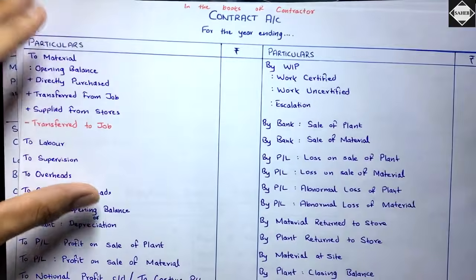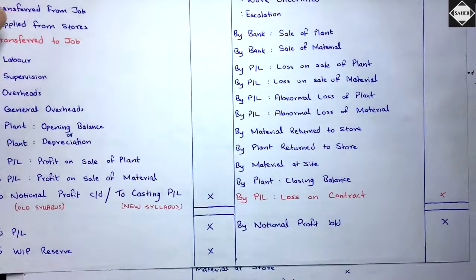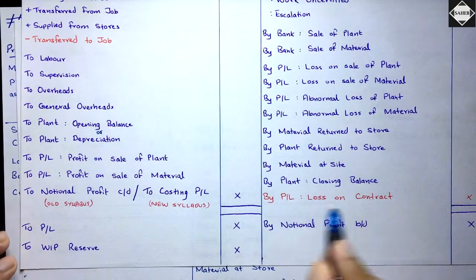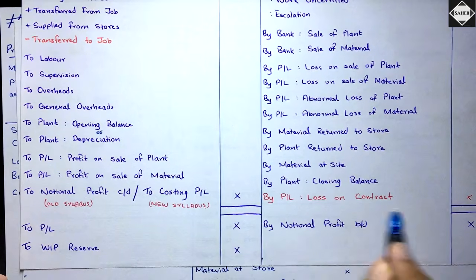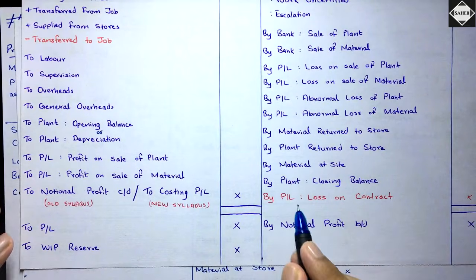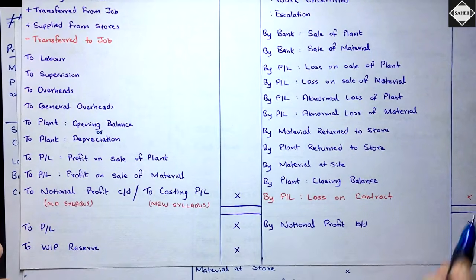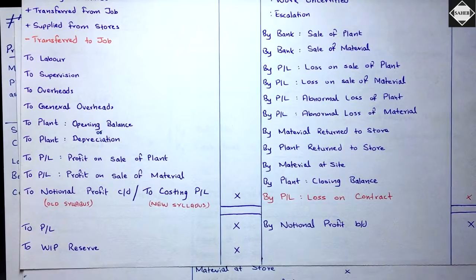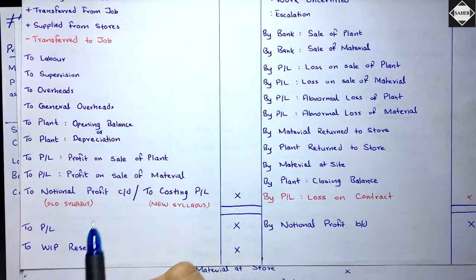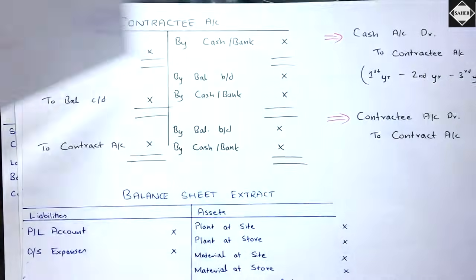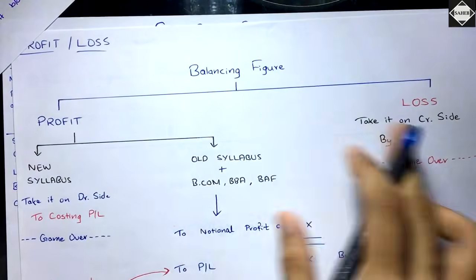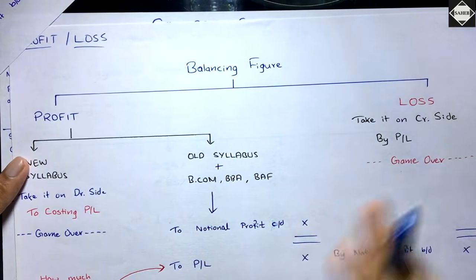But regarding the profit or loss, there is a small difference between the new syllabus and the old syllabus. For a loss on the contract, a balancing figure on the credit side, the old syllabus and the new syllabus are the same. By costing profit and loss, you can take it over here. But if there is a balancing figure on the debit side, a profit, then there is a difference. See the chart properly. Balancing figure: if there is a loss, take it on the credit side, by profit and loss, game over.